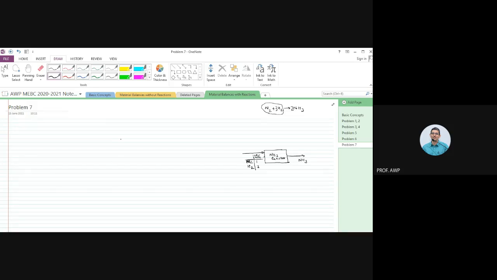Any other safer, easier, cheaper source of nitrogen that you can think of? Air, sir. Ah, very nice. So air is a good cheap source of nitrogen. Let's assume this air is dry. Nitrogen and oxygen, dry basis, mole percent: 79 and 21.